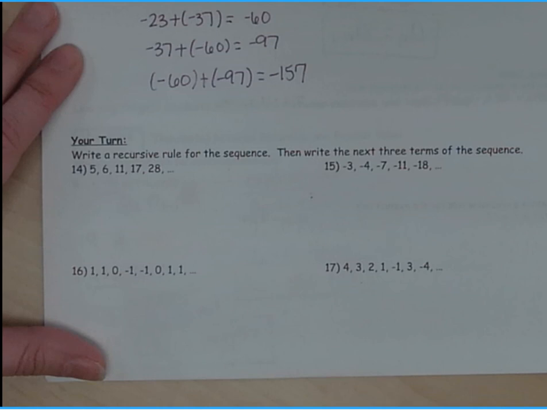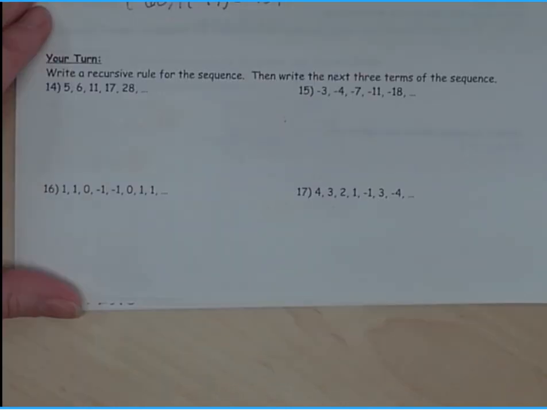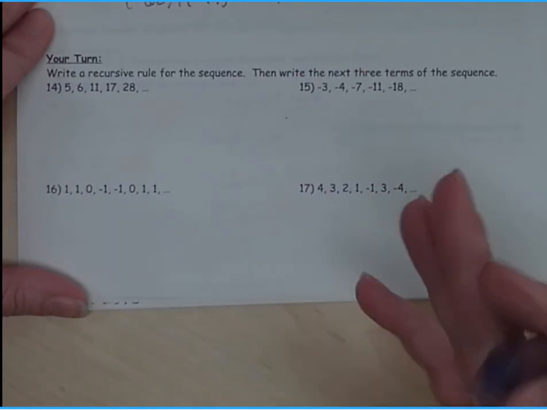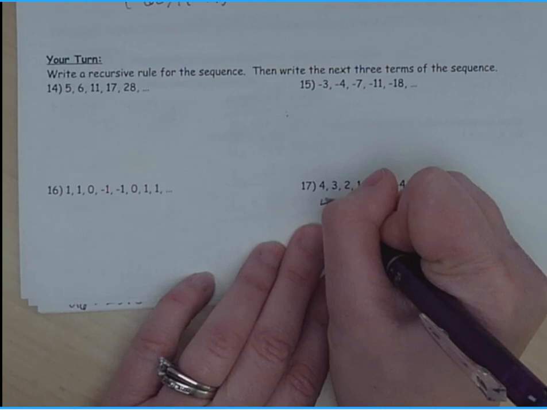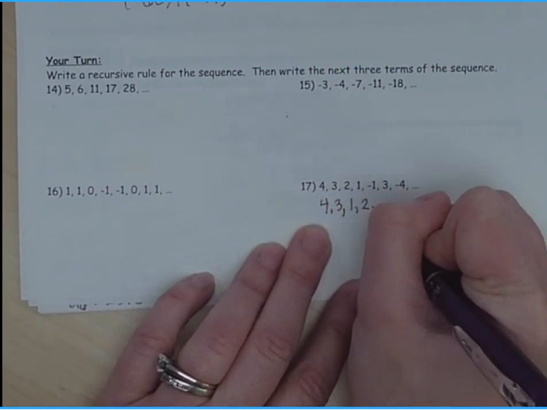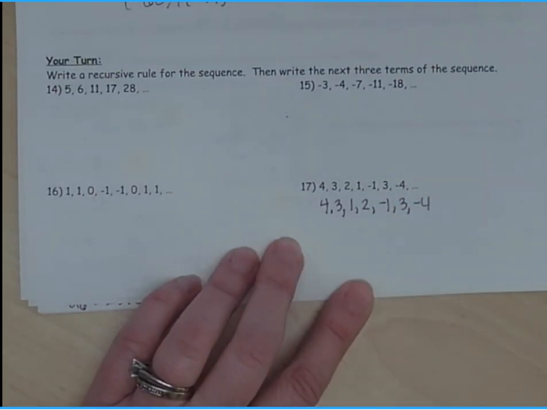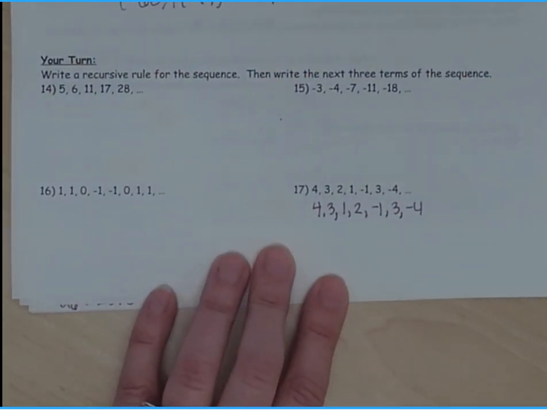All right, these are a little bit trickier, so let's see how you do. Hit pause, and let's come back when you're ready. But there's a little typo here, so I apologize. This is actually 4, 3, 1, 2, negative 1, 3, negative 4. It's going to make a little bit of a difference there.